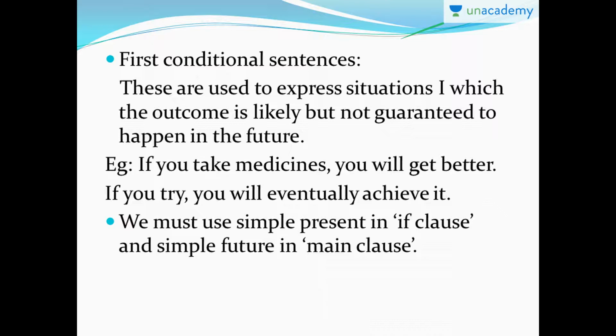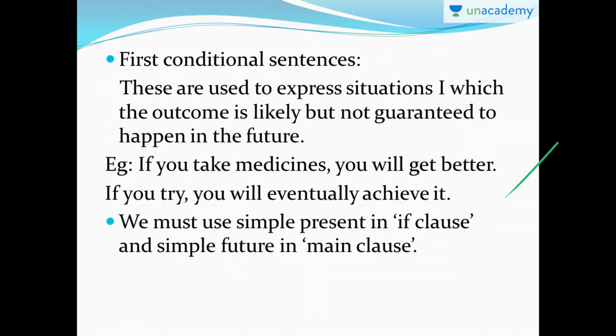Okay, now for example, if you take medicines, you will get better. So here there are two clauses again. For you to get better, you will have to take medicines, but I'm not sure if you will get better. It's just you might or might not get better. Sometimes even after taking medicines, people don't get better, right? So this is the sentence that expresses the outcome which might or might not happen. Okay, look at the next example. If you try, you will eventually achieve it. Maybe sometimes even after trying, you won't achieve it.